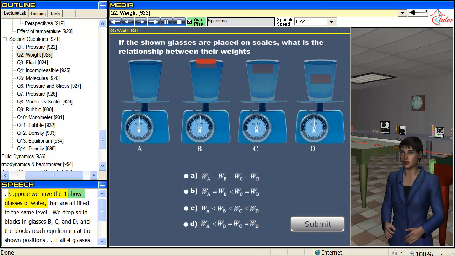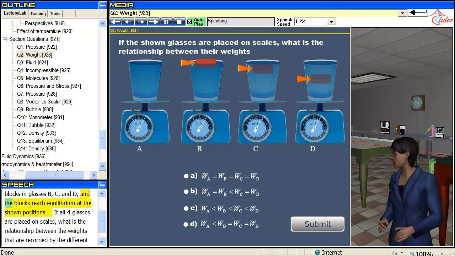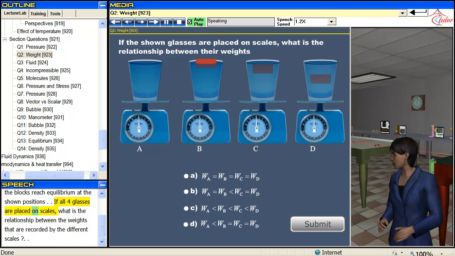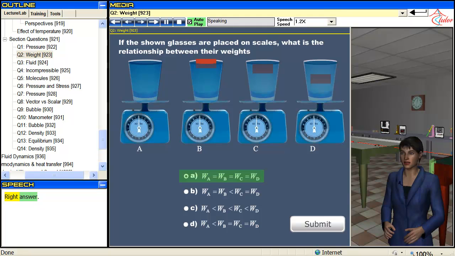Suppose we have the foreshown glasses of water that are all filled to the same level. We drop solid blocks in glasses B, C, and D, and the blocks reach equilibrium at the shown positions. If all 4 glasses are placed on scales, what is the relationship between the weights that are recorded by the different scales? Right answer.